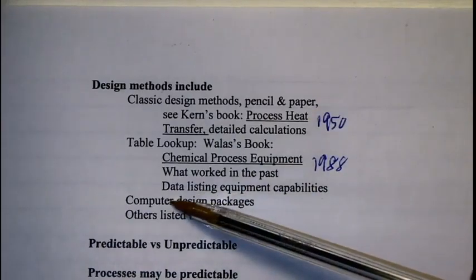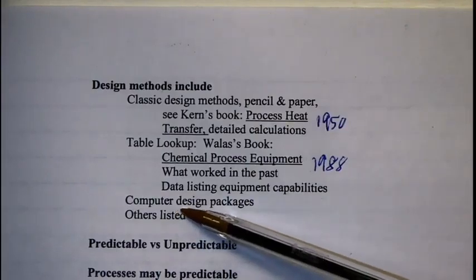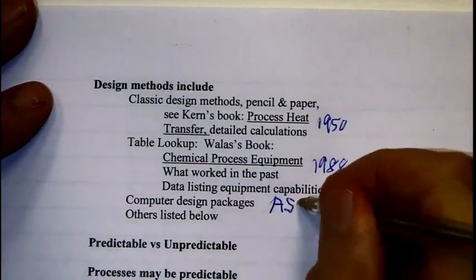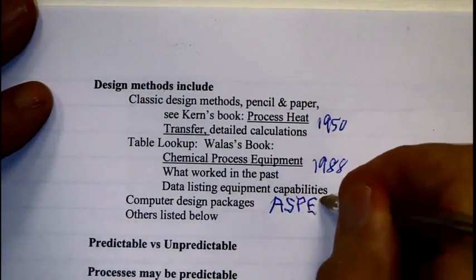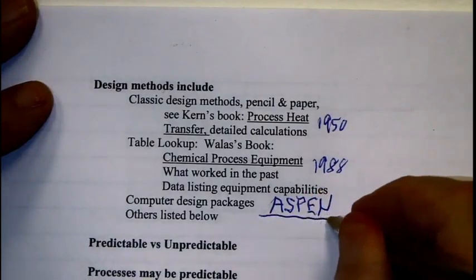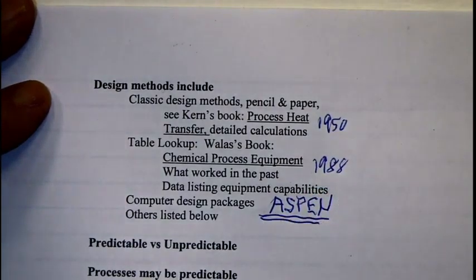And now we have on the verge these days computer design packages, and one of the best of those is Aspen, and Aspen is fantastic. Yes, Aspen is fantastic, but limited, right? So what happens is a lot of the processes that are really well studied, and design equations can be written for them, then you can actually do design using Aspen.